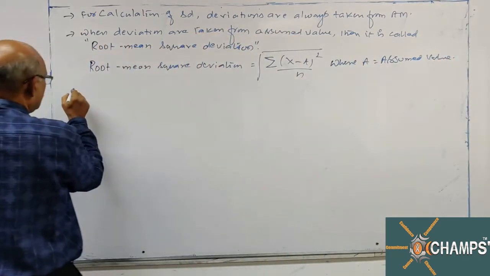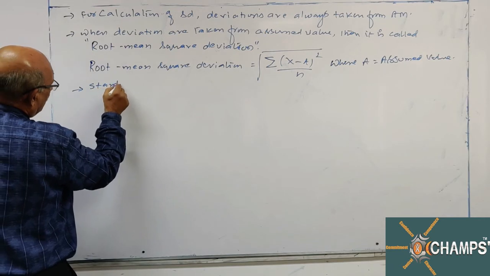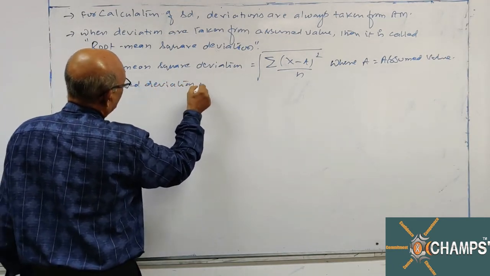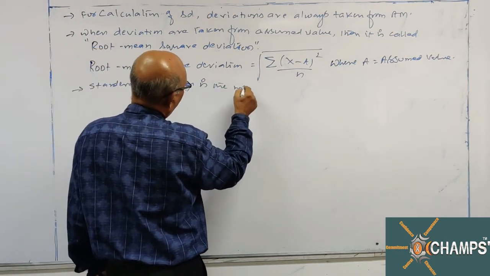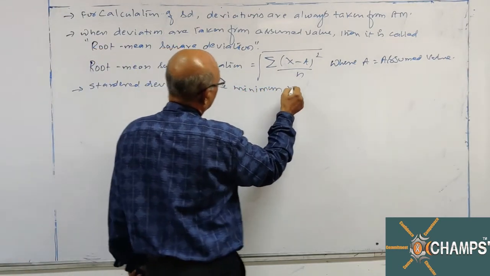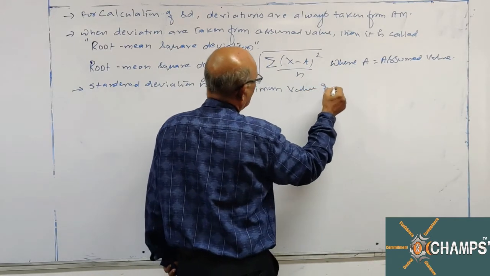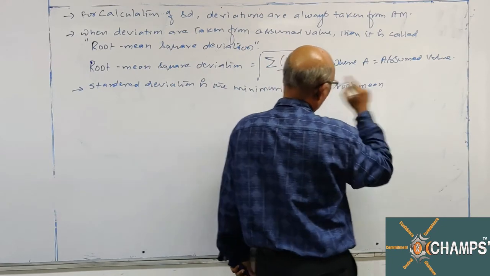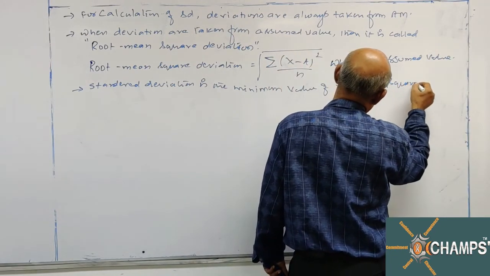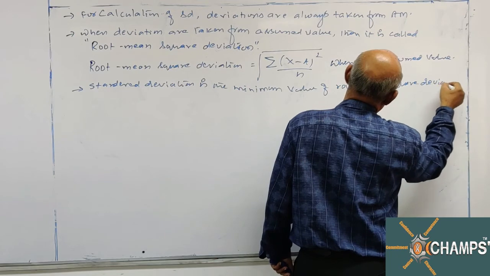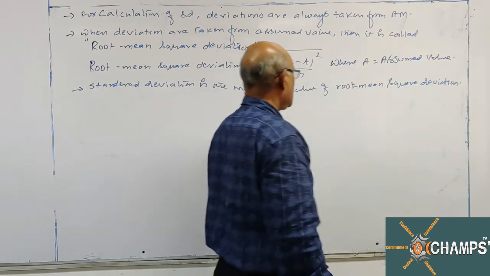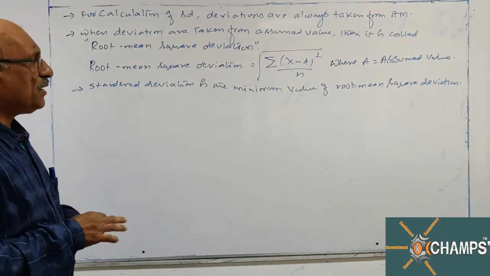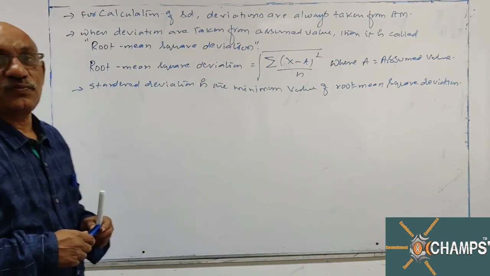Next, standard deviation is the minimum value of root mean square deviation. Remember this point.